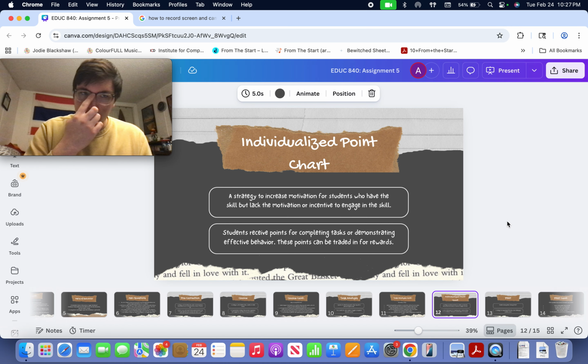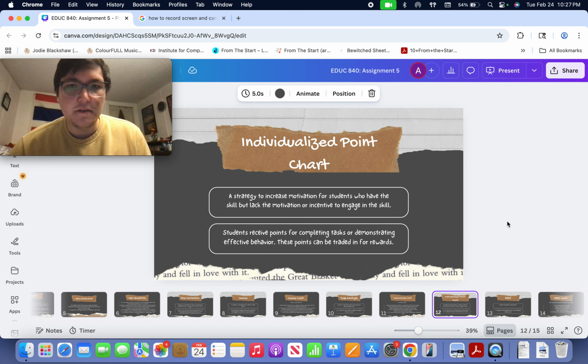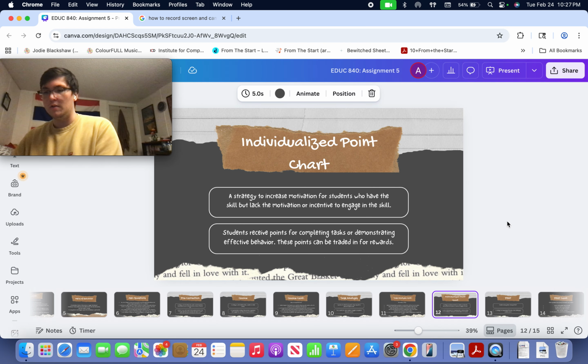All right. Another strategy teachers can use is called individualized point chart. An individualized point chart is a strategy that is aimed at increasing motivation for students who have the skill but lack the motivation or incentive to engage in the skill. So, this might look like students receiving points for completing tasks or demonstrating effective behavior. These points can then be traded in for future rewards.